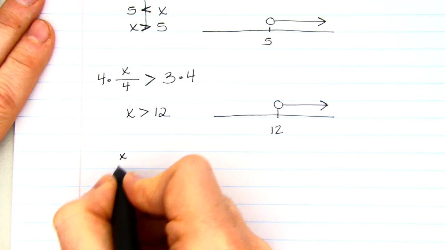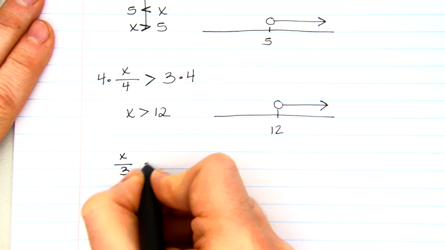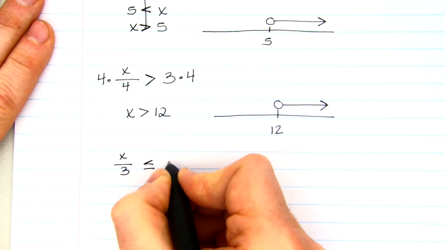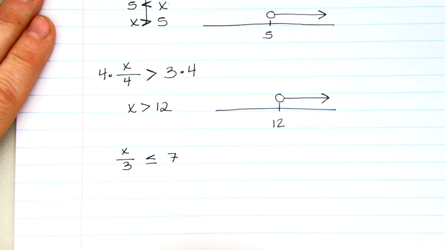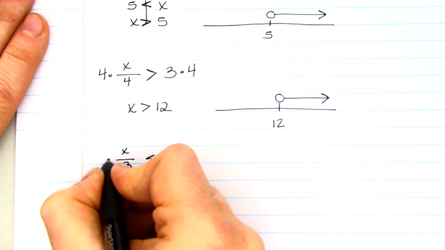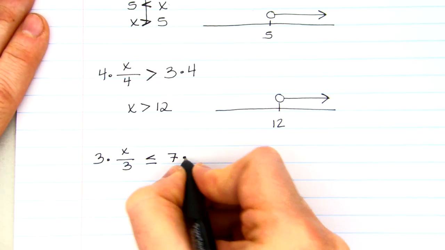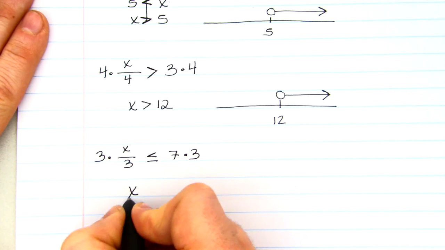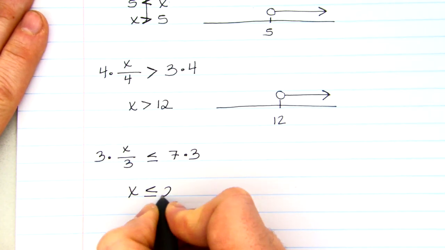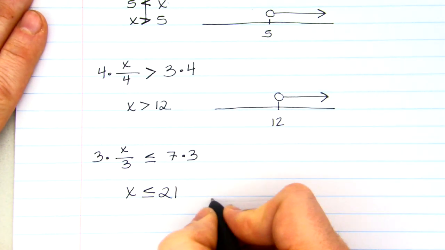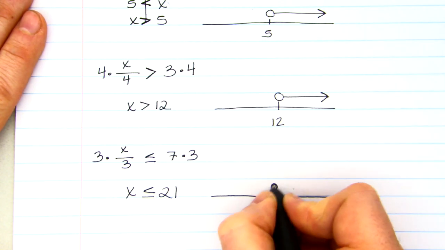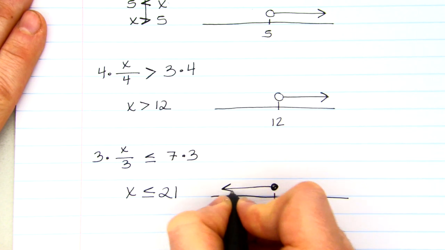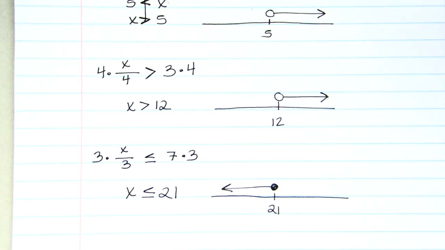How about you push pause and try x over 3 is less than or equal to 7, and use your calculator to help you out with this. Push pause. To get rid of divide by 3, I'm going to multiply both sides by 3, so that's going to give me x is less than or equal to 21. Tick mark at 21 with a closed dot, pointing to the left.